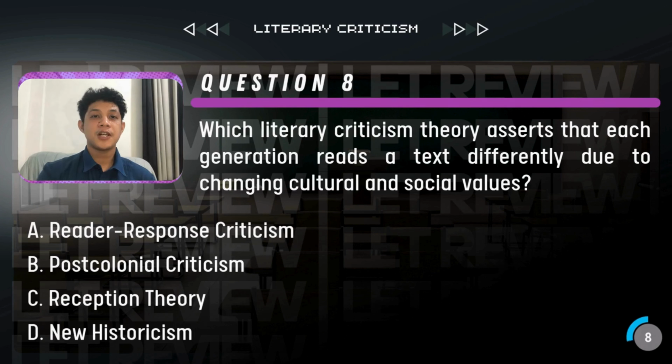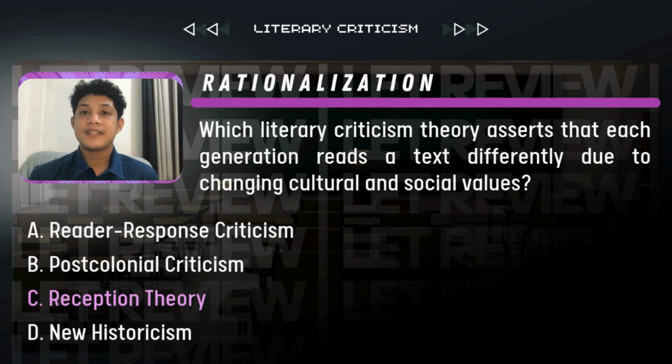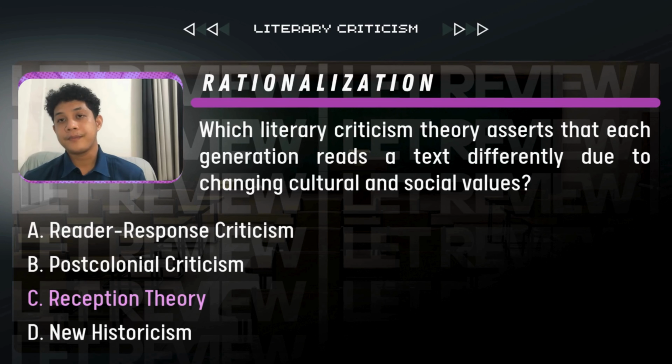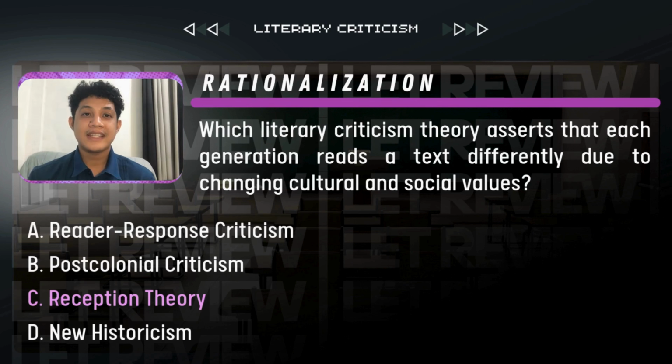Okay, time's up, future LPTs. The correct answer is letter C, reception theory. And why? Reception theory, as we know, was developed notably by Hans Robert Jauss in the late 1960s, which holds that a literary text's meaning is not fixed but changes as each generation of readers brings different cultural and social values to their interpretation. It suggests that a text has no fixed meaning. Instead, its significance is constantly redefined by new readers and societal shifts.